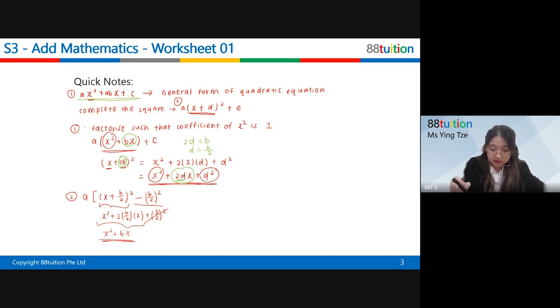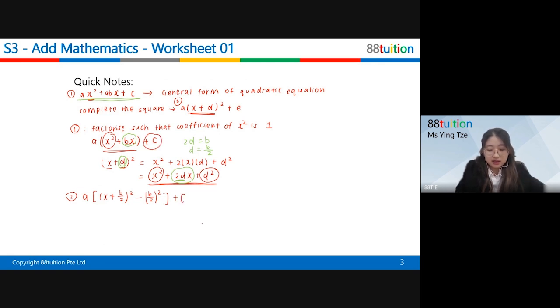Okay. So after that, you still cannot forget that we have the plus c over here. So remember to put back your plus c. Then it will be a times x plus b over 2 square minus a times b over 2 square plus c. So this is how we get the completed square expression.